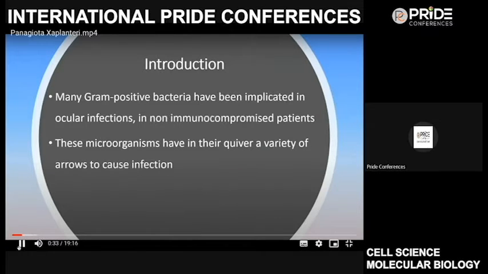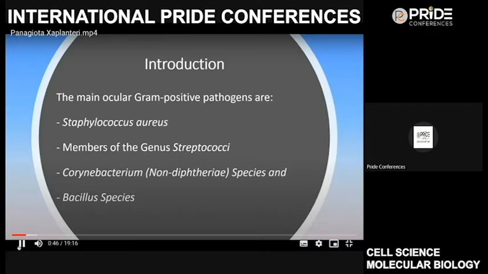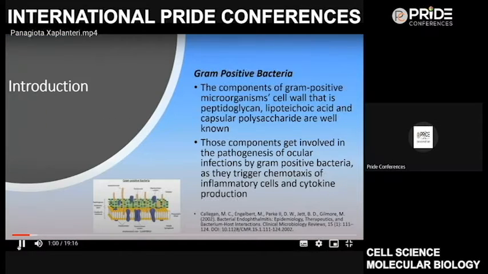Many bacteria have been implicated in ocular infections in immunocompromised patients. These microorganisms have in their favor a variety of ways to cause infection. The main ocular gram-positive pathogens are Staphylococcus aureus, members of Streptococci, Corynebacterium species, and Bacillus cereus. The components of gram-positive microorganisms, peptidoglycan, teichoic acid, and capsular polysaccharide, are well known. Those components get involved in the pathogenesis of ocular infections by gram-positive bacteria as they trigger chemotaxis of inflammatory cells and cytokine production.